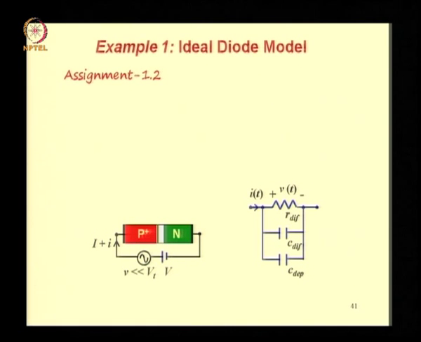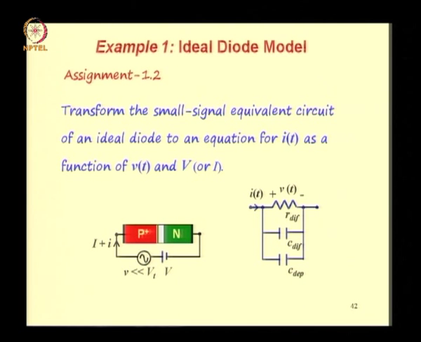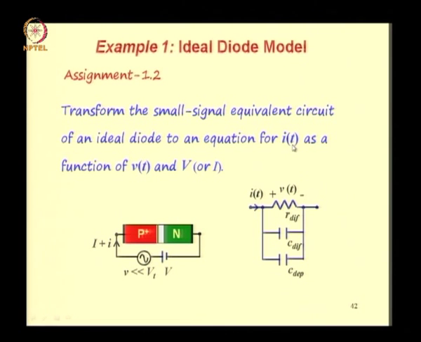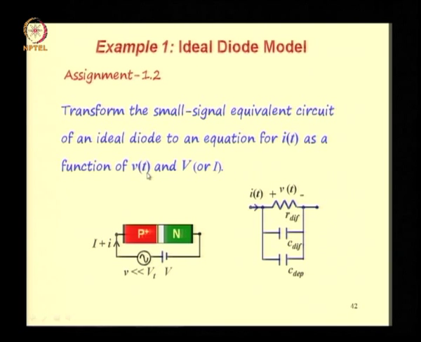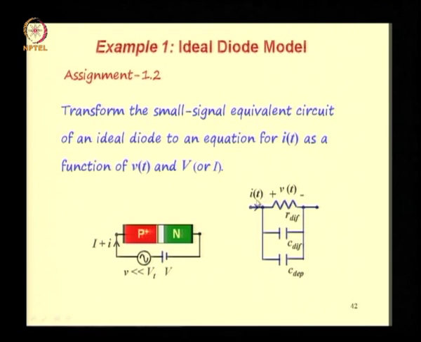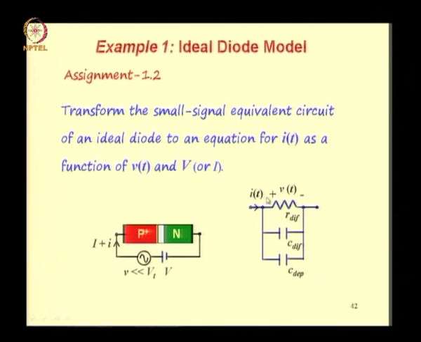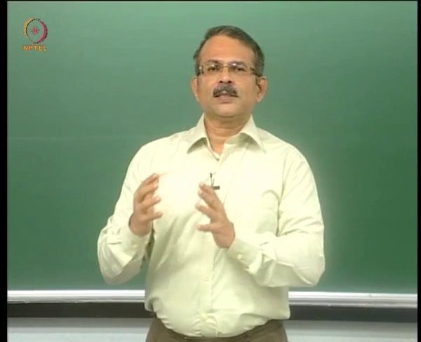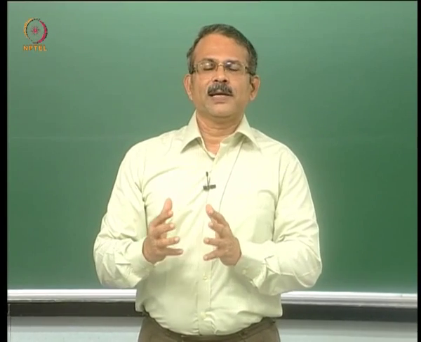Another assignment: transform the small signal equivalent circuit of an ideal diode to an equation for small signal current as a function of time, as a function of small signal voltage as a function of time, and the DC voltage V or the DC current I. So these are the equivalent circuit components. You have to convert this equivalent circuit into a relation for I of t as a function of V of t. So this will tell you how the equivalent circuit form of the model of a device can be converted into a mathematical expression.